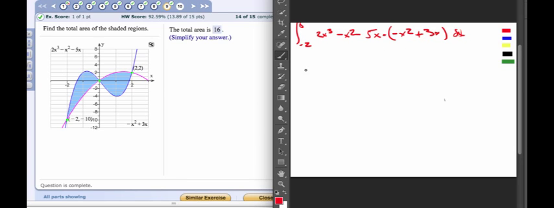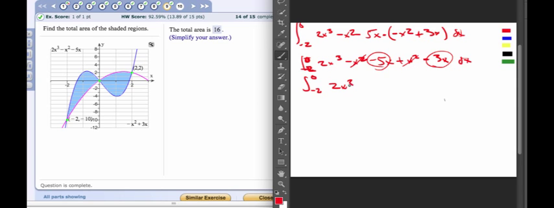And so for this one, from -2 to 0, 2x cubed minus x squared minus 5x plus x squared minus 3x dx. And we can simplify this and go further from -2 to 0. We can combine like terms: the x squared terms cancel each other out, and we have a -5x and a -3x, which would be 2x cubed minus 8x dx.